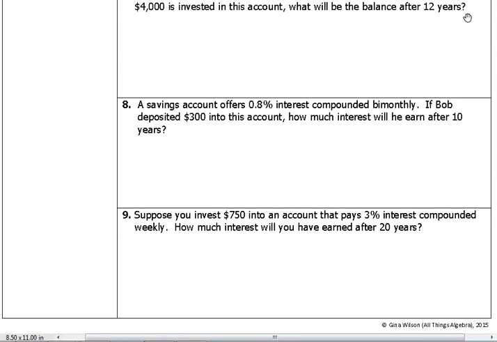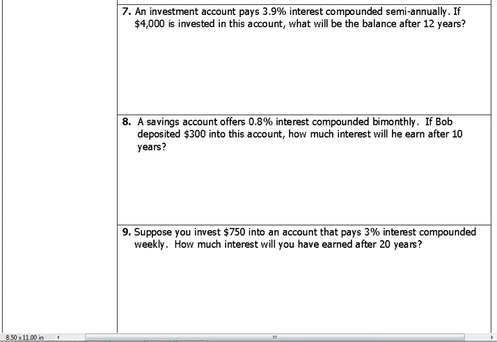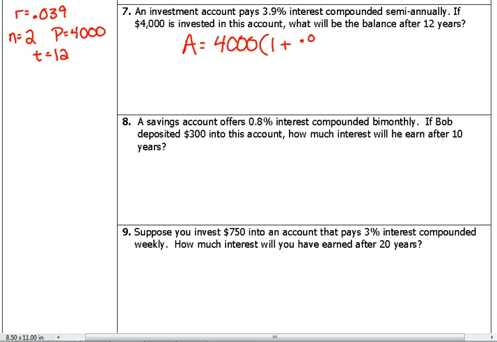Okay, let's do a couple more just to make sure we've got this down pat. Number 7, an investment account pays 3.9% interest, so R is 0.039, compounded semi-annually. So what does that tell us? N equals 2. Semi-annually is twice a year. If $4,000, so that's P, is invested into this account, what will be the balance after 12 years? That's T. So let's set up the equation. A equals 4,000 times 1 plus the rate, 0.039, divided by 2, raised to the 2 times 12.